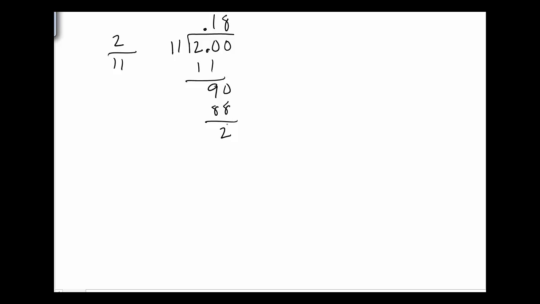And then notice what's going to happen here. If I add another 0, we're going to get the same thing again, where it's just going to repeat over and over again. So 2/11 is equivalent to 0.181818, as much as I want to do with this, right?